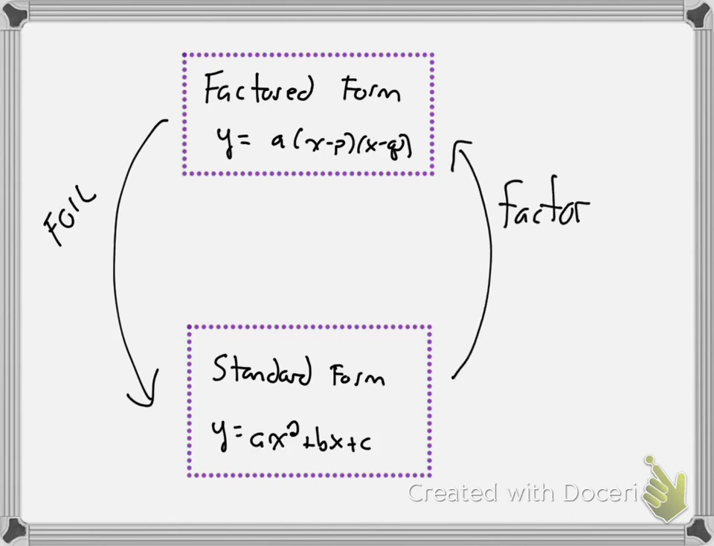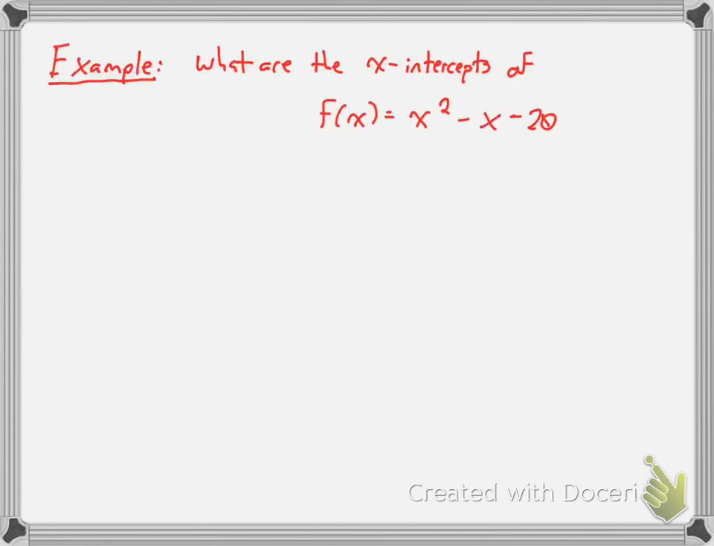On the other hand, if I want to go from standard to factored form, I need to factor my equation. So a common thing that we're going to work on is the AC method, so we'll talk about that in an example problem. For example, let's say I have the equation f of x equals x squared minus x minus 20, and I want to find the x-intercepts. What I could do to get this into factored form, to be able to then see the x-intercepts, is use the AC method.